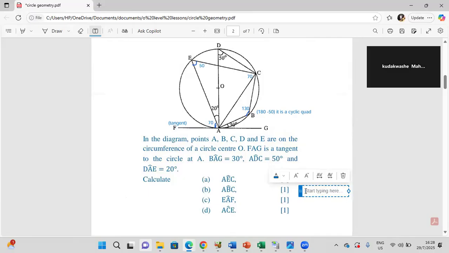Then from AEC, ABC: A, then we go to B, then we go to C. That's 130 degrees. Then we come to EAF. E, then you go to A, you go to F, that's 70 degrees. Then we come to ACE. A, then C, then E. That would be 70.